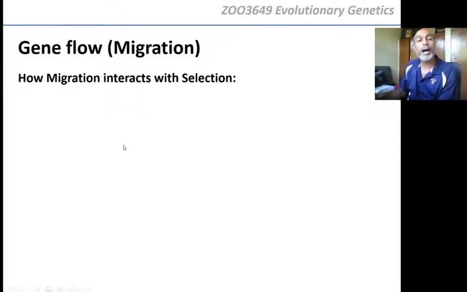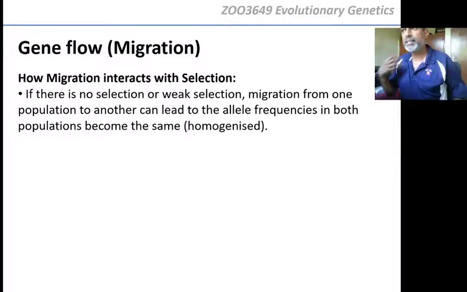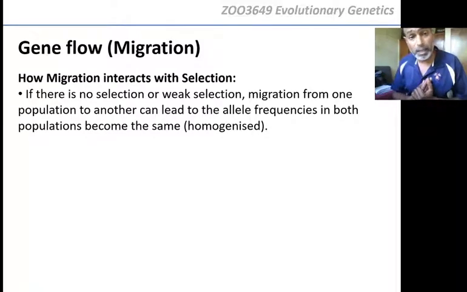Okay, so now how does migration interact with selection? Yeah, what happens when you have selection and you have migration at the same time? Remember that selection is trying to find the fittest allele, right? Migration, someone migrating in might not have the fittest allele. Okay, so despite selection, you can have weak alleles coming into the population. So there are some general rules.